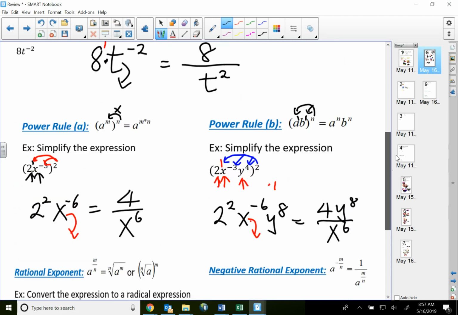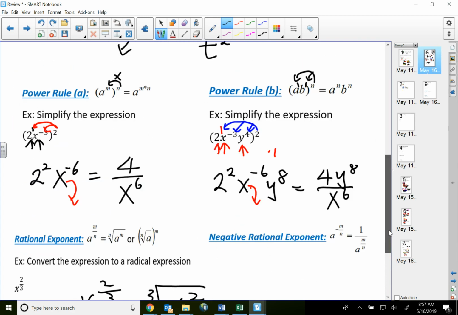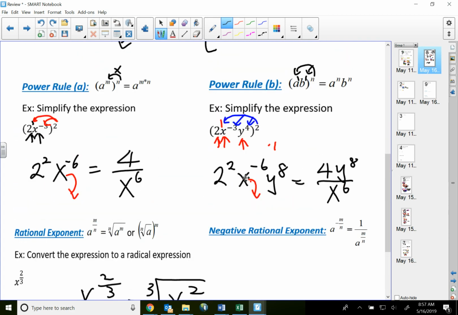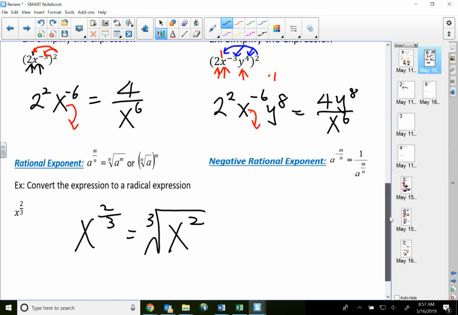All right. I think that's it for this quick review on the exponent rules. We will talk more about the exponent rules as we go along this semester in this class.